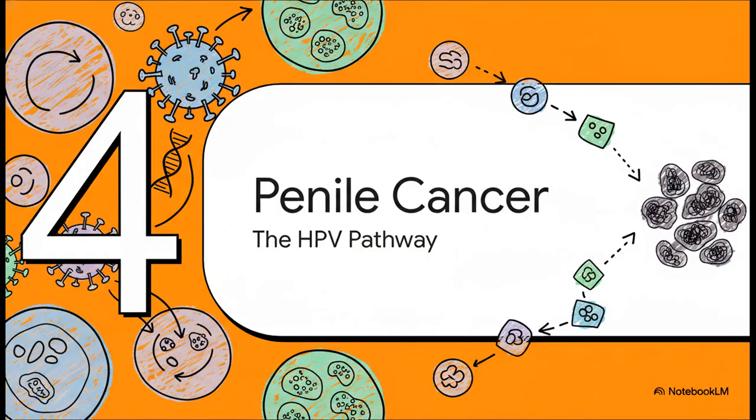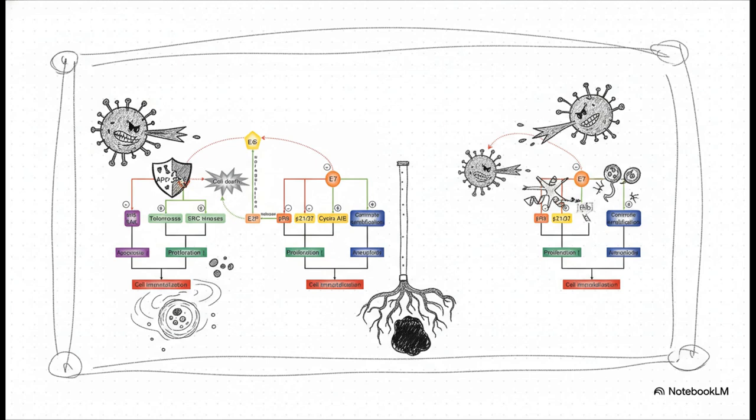All right, for our last stop, we are zooming way in, all the way down to the molecular level. We're going to talk about penile cancer, specifically the pathway caused by HPV. And this is fascinating stuff. It's literally about how a virus can hijack a cell's own programming and turn it against the body. Now, I know this diagram looks a little intimidating, but just think of it as a battle plan. It shows how two tiny viral proteins, E6 and E7, carry out a perfectly coordinated attack.